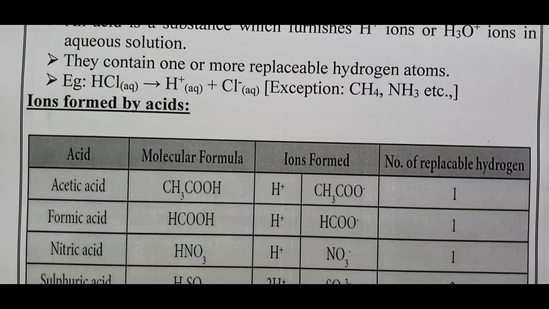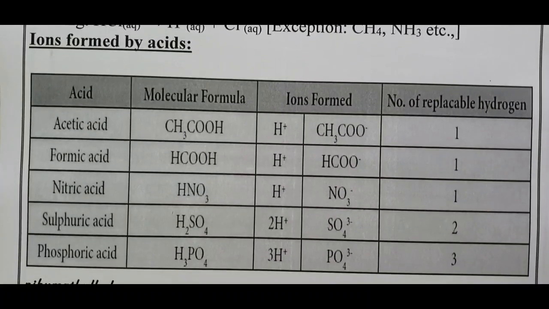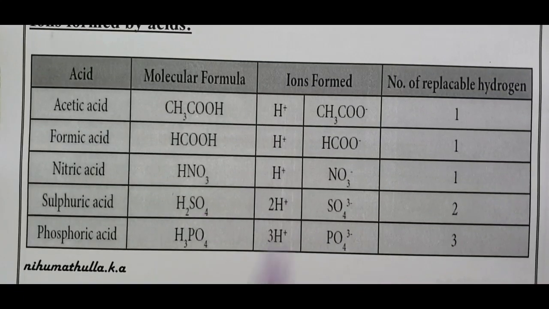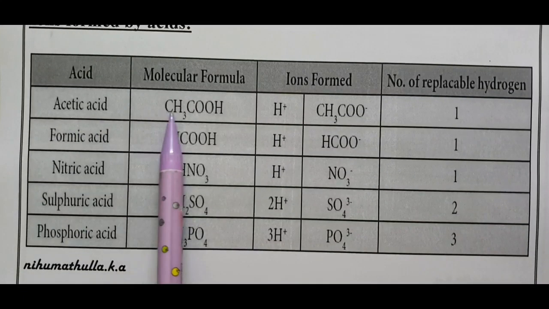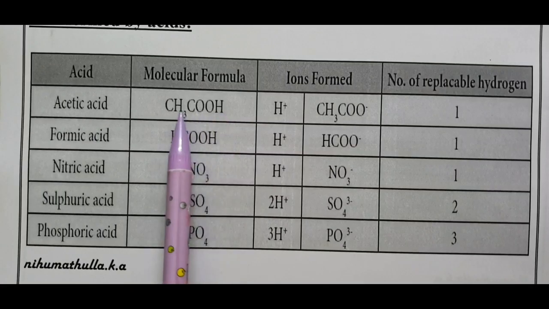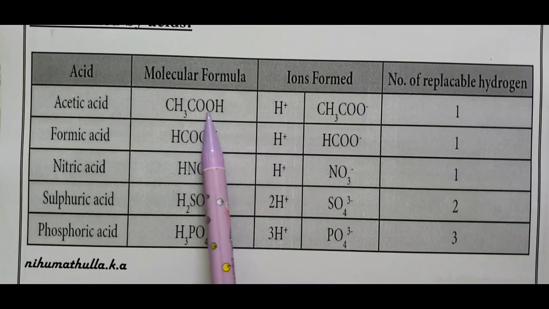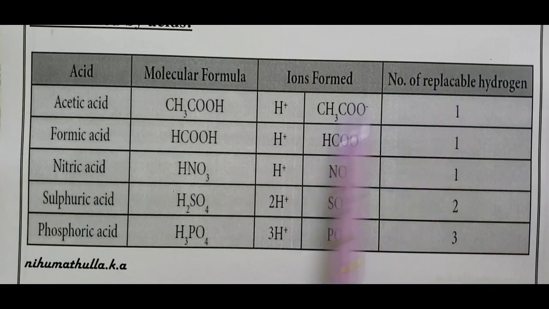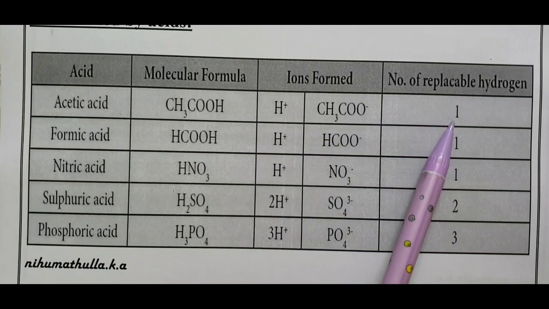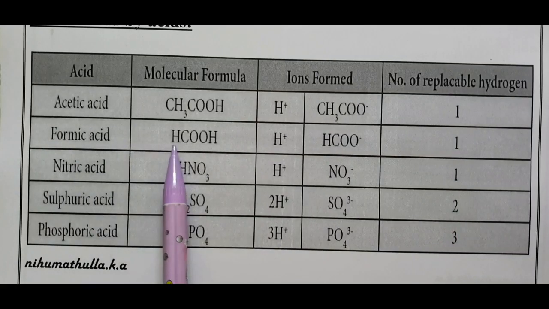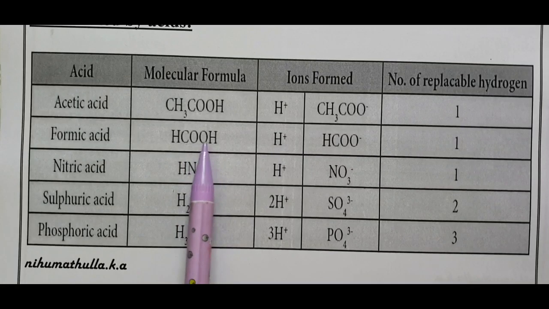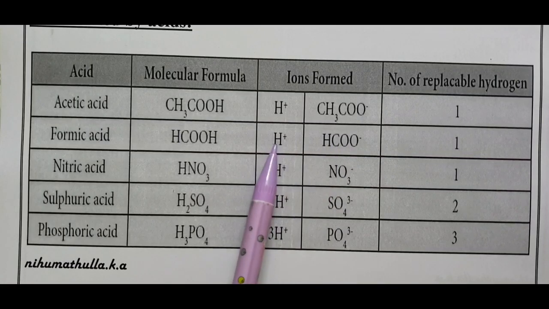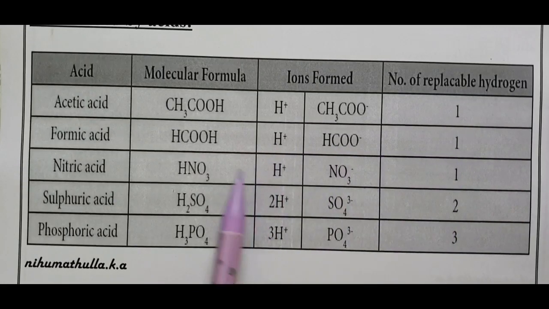Ions formed by acids. Going to see the inorganic and organic acids. Acetic acid, molecular formula CH3COOH, undergoes ionization and gives H plus and acetate ion. Number of replaceable hydrogen atoms equal to 1. Therefore, basicity equal to 1. Formic acid, molecular formula HCOOH, methanoic acid. It undergoes ionization and gives H plus ion and formate ion. Number of replaceable hydrogen atoms equal to 1.